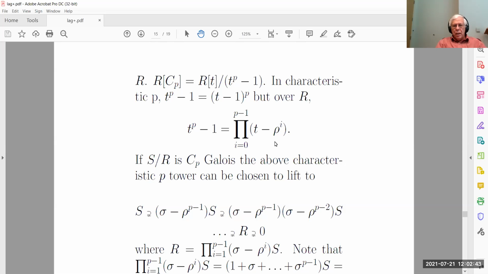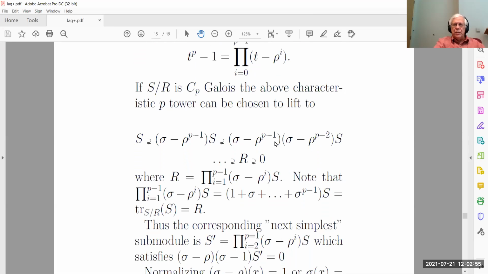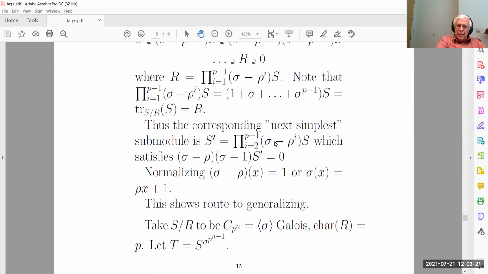And what we want to do is lift the tower I had before, which means I can't look at all submodules. I just look at ones that come from this factorization, which I've written down. S contains (sigma minus rho) to the p minus 1 S, which contains (sigma minus rho) to the p minus 2 S, dot, dot, dot, all the way down to the bottom. And once again, R is that thing because the next to the last product is actually the trace, as I wrote down. So the next simplest submodule is the one that's one up from R.